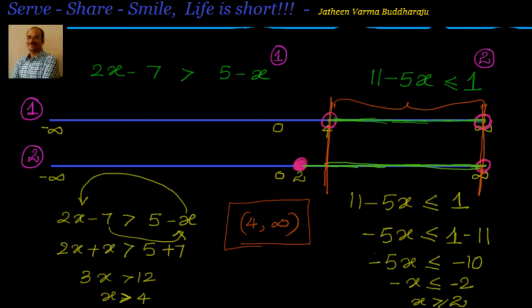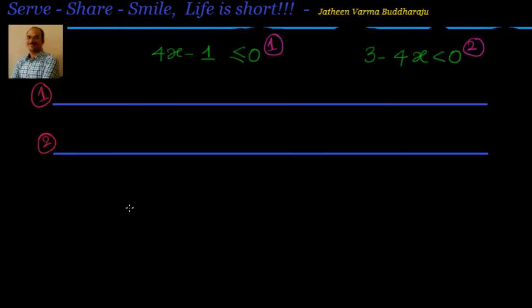Let us do one more. We have another system of linear inequations. First one is 4x minus 1 less than or equal to 0. So let us solve the first one here and the second one here. 4x minus 1 less than or equal to 0, nothing but 4x minus 1 plus 1.